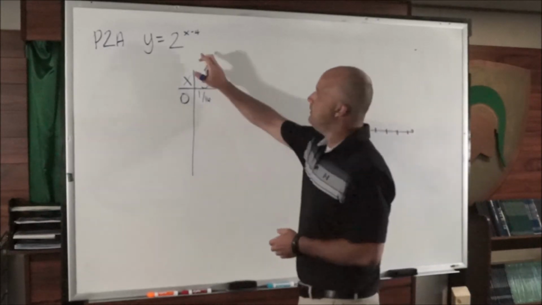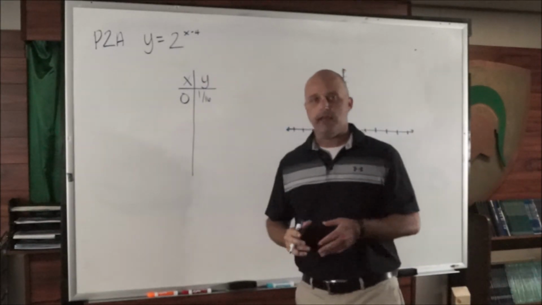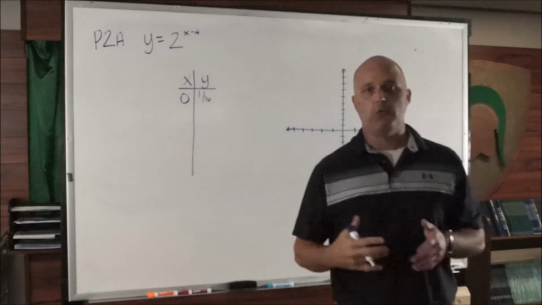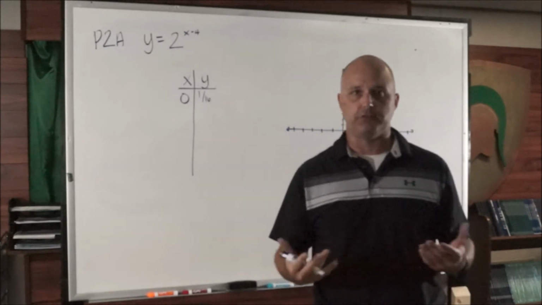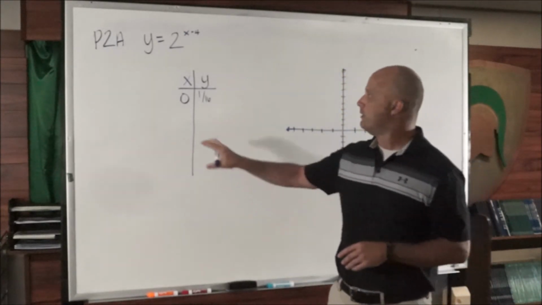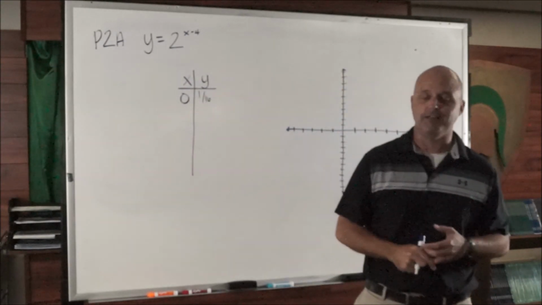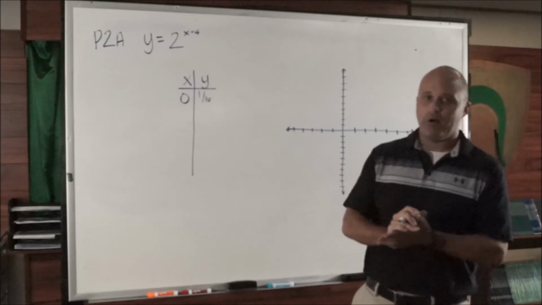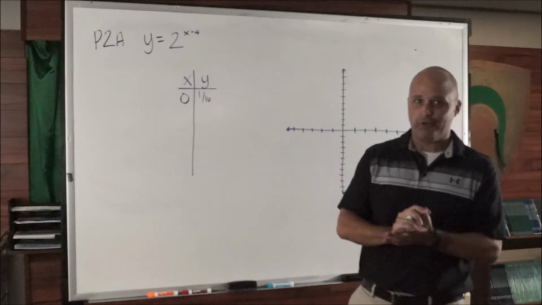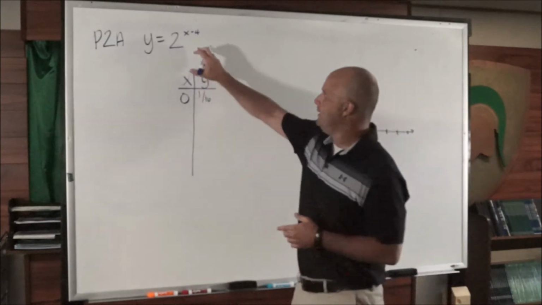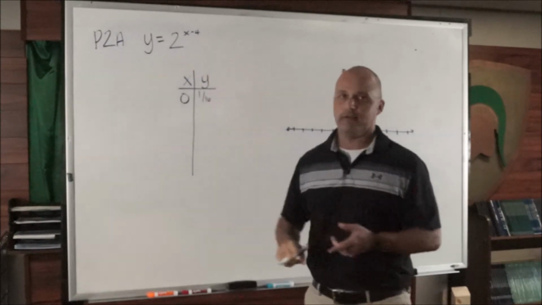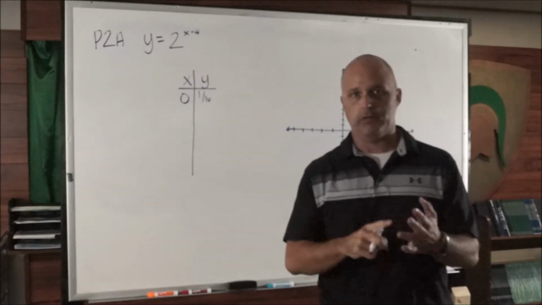So now you can see the effect that the h value has had on the y-intercept. Normally it would just be 0, 1 on this one, but because of this h value, we've now moved it to 0 and 1/16. Now what I want to do is I want to figure out what's going to give me an exponent of -2, -1, 0, 1, and 2.